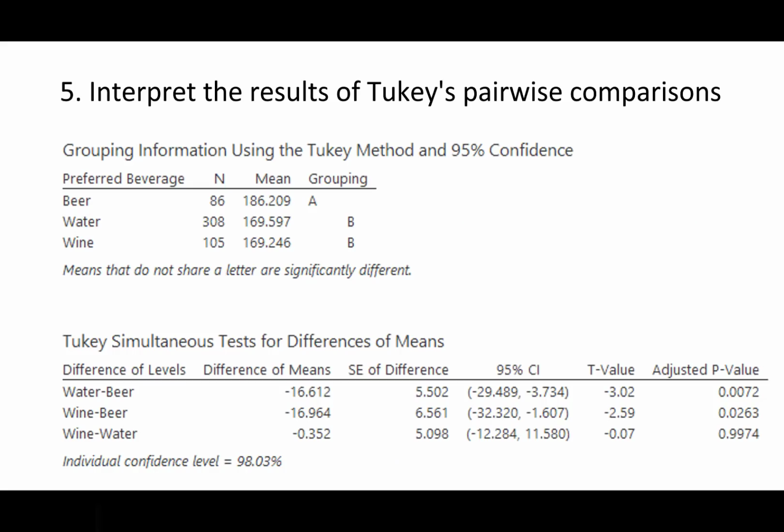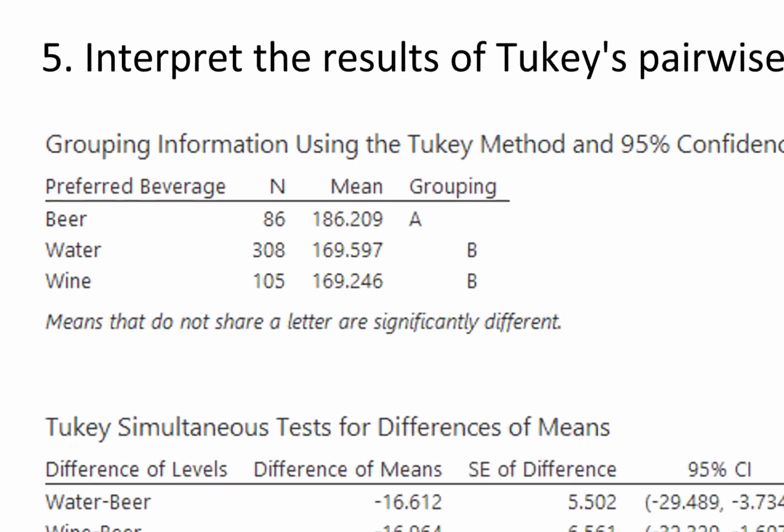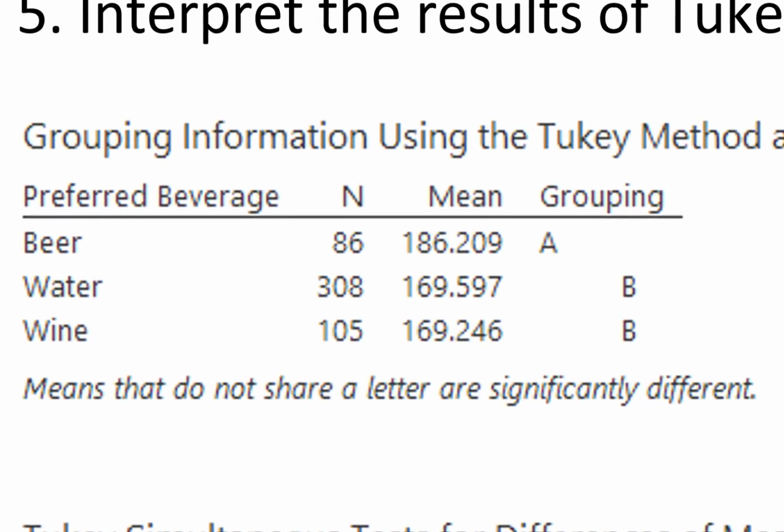This brings us to our last learning objective. Interpret the results of Tukey's pairwise comparisons. These are the two tables that Minitab Express provides for us. We'll look at each of these now. The first table provides us with grouping information. Means that do not share a letter are significantly different.